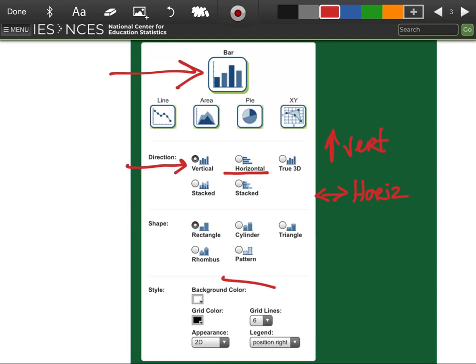You can change the shapes of your graph. Instead of just straight rectangles, you can do cylinders. You can do little triangles at the top. You can do rhombuses at the top. You can do a pattern on each one, whatever. You can then change your style, the background color, your grid color. You can make it 3-dimensional, 2-dimensional, completely up to you guys. This is where you get to have a little creative licensing.